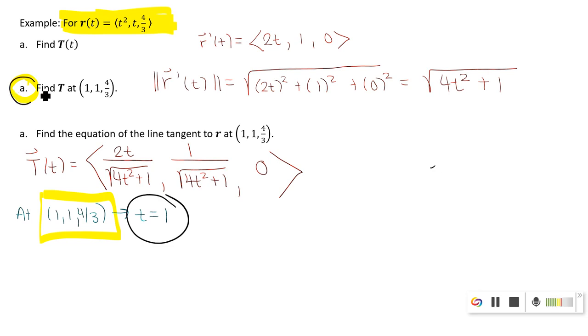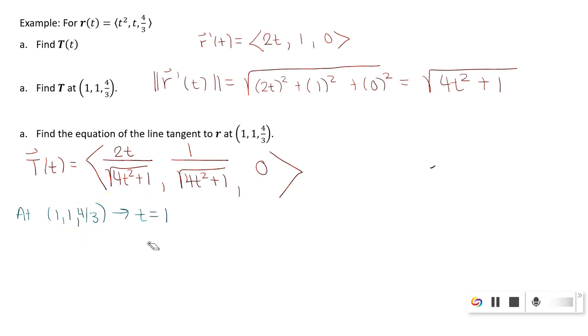And so in this part of the problem, they're basically just asking you to plug t equals 1 into your unit tangent vector. So I'm going to go ahead and do that. I just put 1 in for all of the t's.